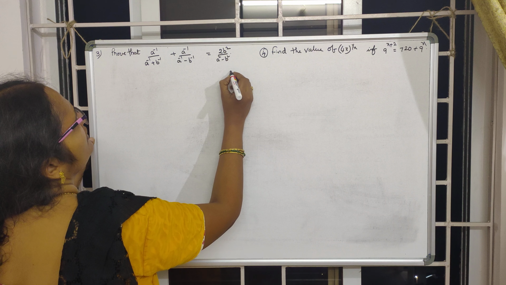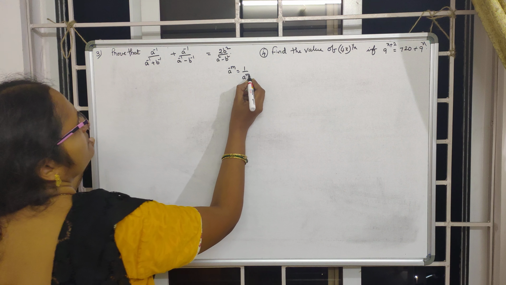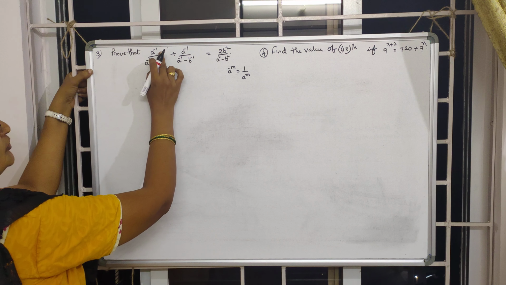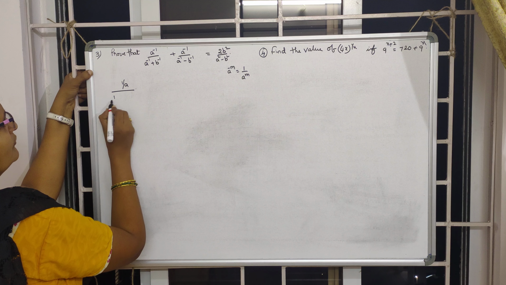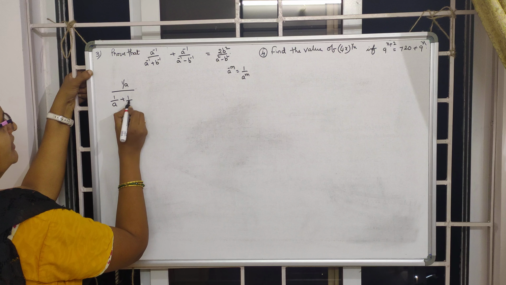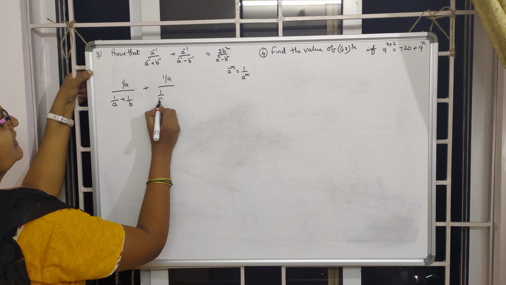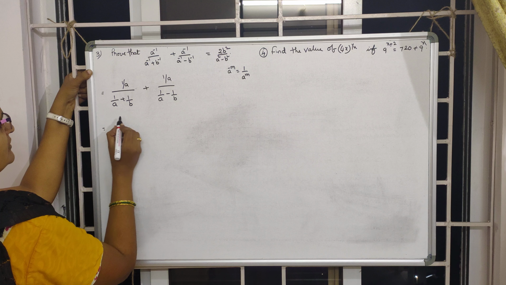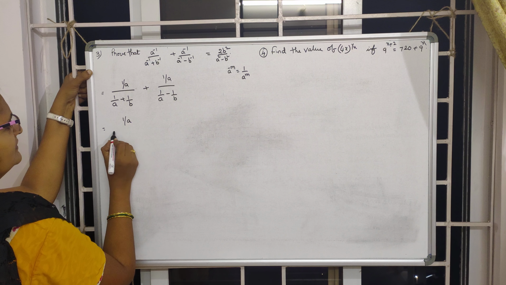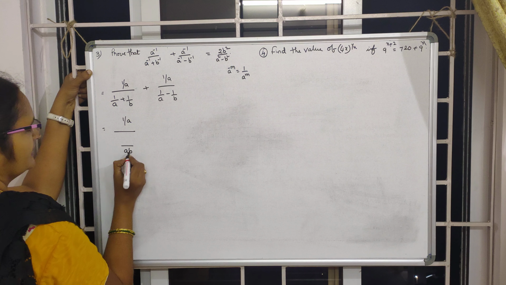Here we will use the formula a to the power minus m equal to 1 by a to the power m. Using this, I am going to write this one as 1 by a by 1 by a plus 1 by b, plus 1 by a by 1 by a minus 1 by b. This equal to, here numerator I am keeping as it is. In the denominator again the fractions are there. I am taking the LCM as ab.